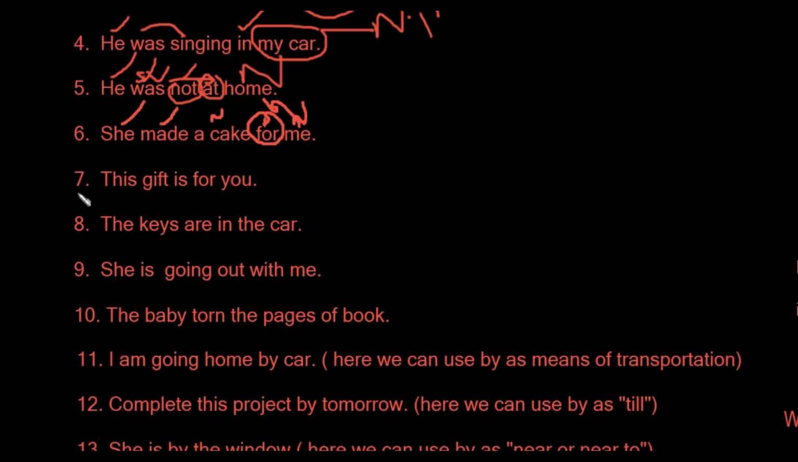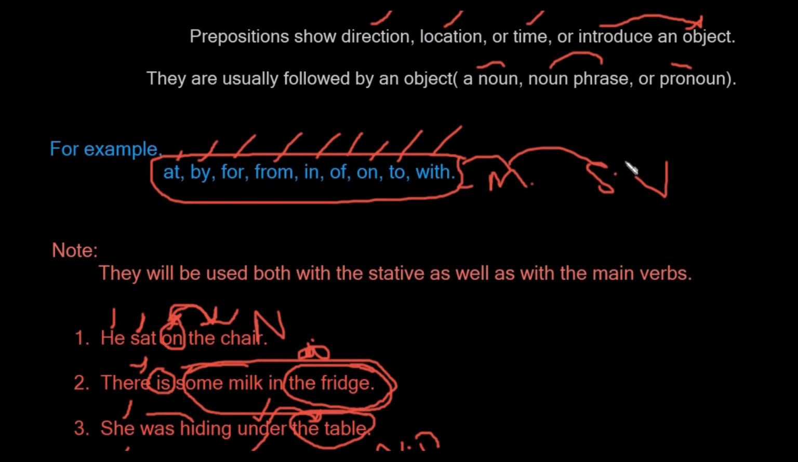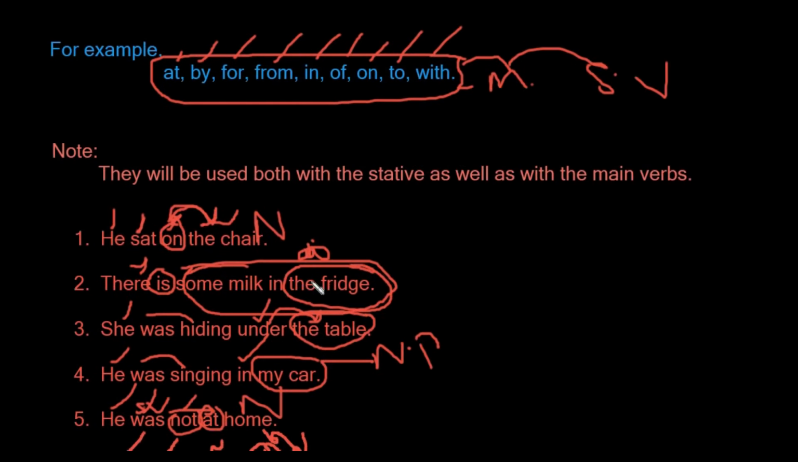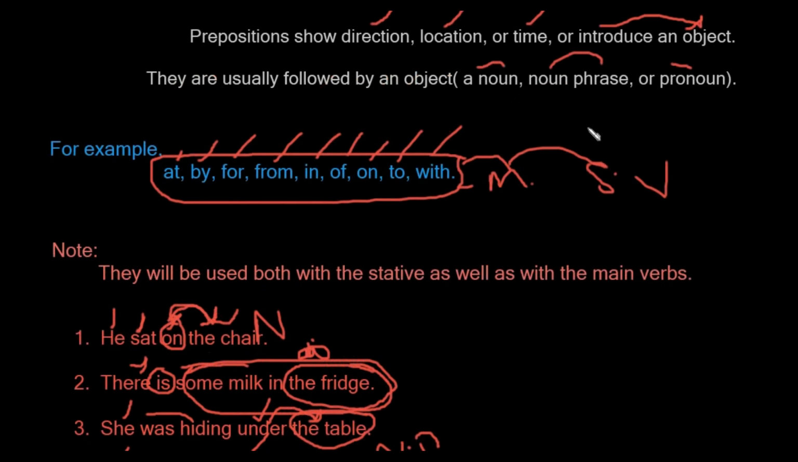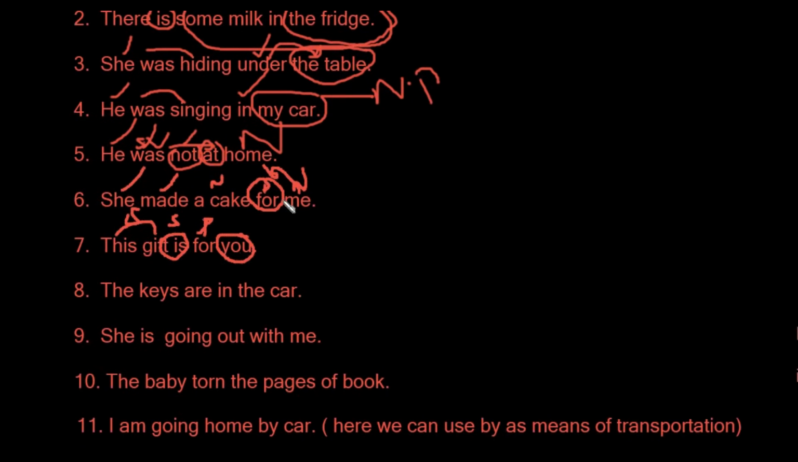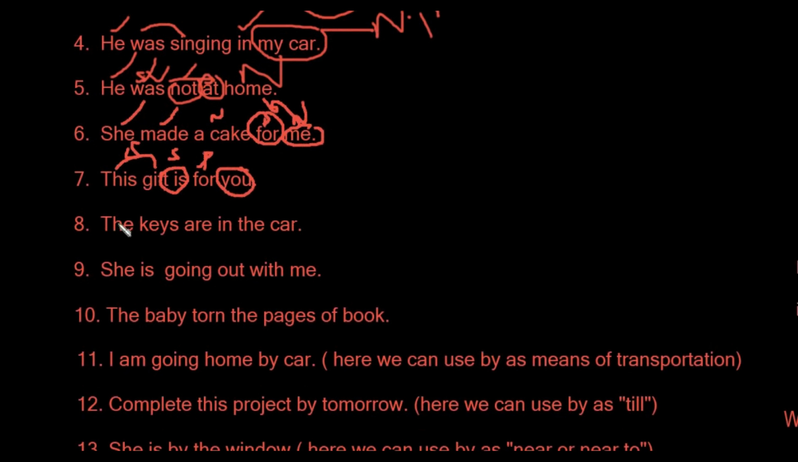Okay, the seventh one we have: this gift is for you. So this gift is the subject, is is a stative verb, and for is a preposition. And you is a pronoun. Like I said before, we can use a pronoun, noun, or noun phrase. Noun phrases are my car, the table. And pronouns are you and me. So we can use this with the stative verb.